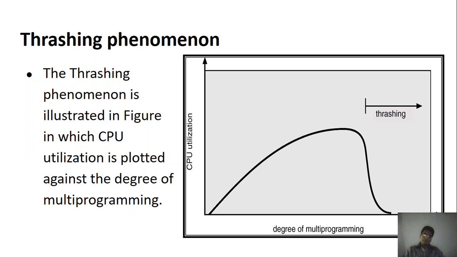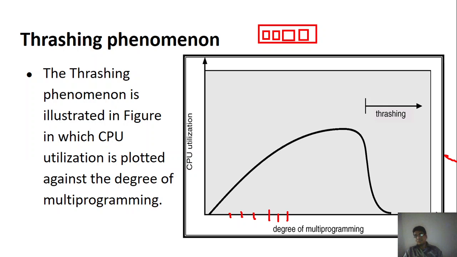This is general, not in a particular thing. So if you have the degree of multi-programming, what is the meaning of saying degree of multi-programming? As the number of programs increases, when you introduce one program, the degree of multi-programming is only one. If there are two programs in the memory, degree is 2, then 3, then 4. So as you increase the degree of multi-programming, that means you increase the number of processes. The CPU is there, the CPU is idle.